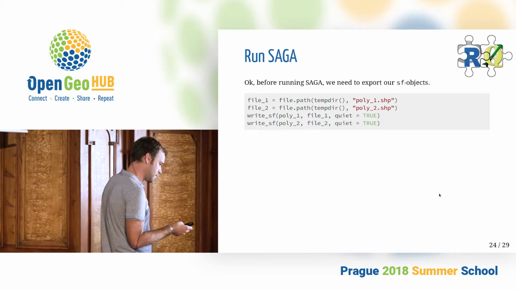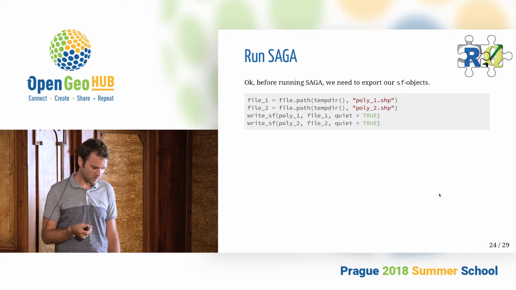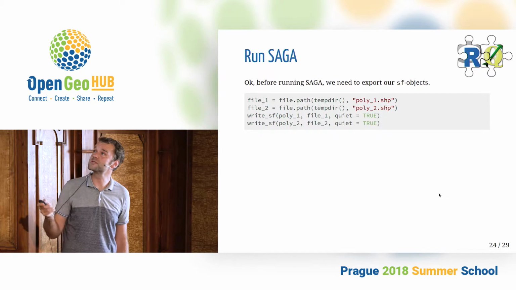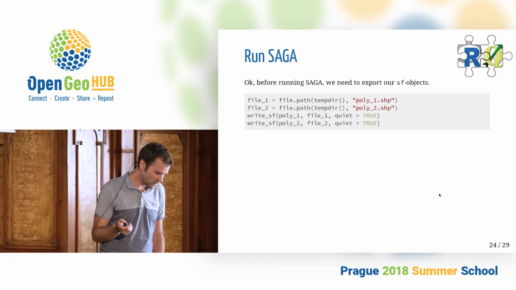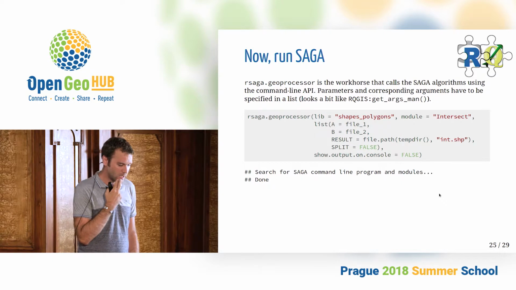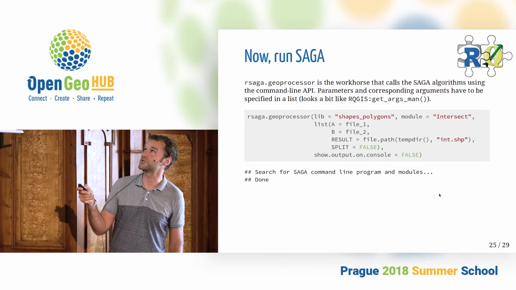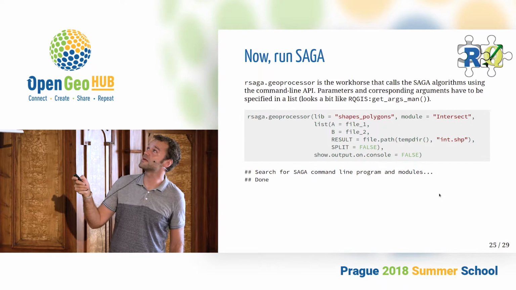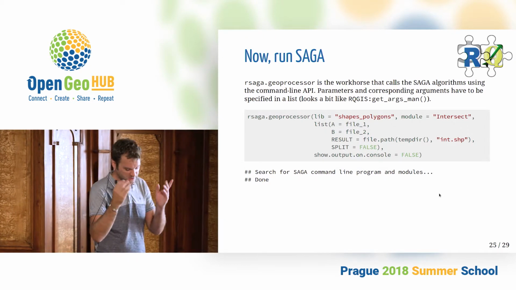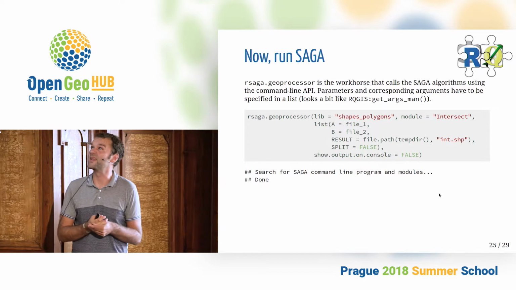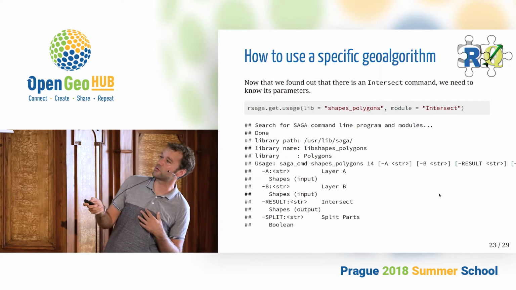In RSAGA, it's not possible to use SF objects, so we have to first export our polygons, and I do this using the write_sf function, and I save them to a temporary directory. Then we can finally run our geoprocessing workhorse, the rsaga.geoprocessor function. Again, we have to say this is our library, and this is the name of the geo algorithm we would like to use, and then we have to specify the parameters via a list. In the list, we have to use the parameter names we have found out here.